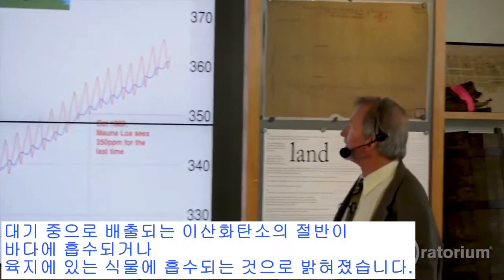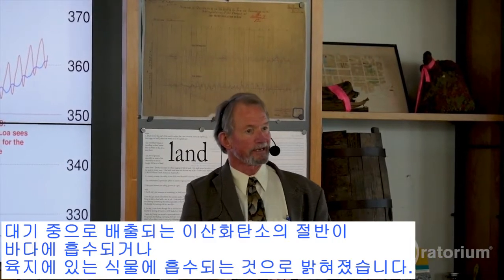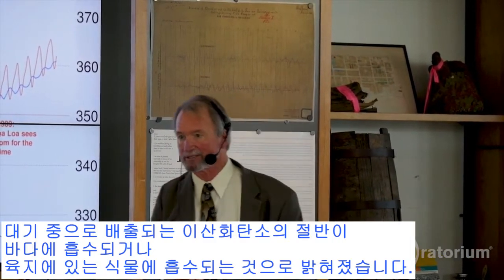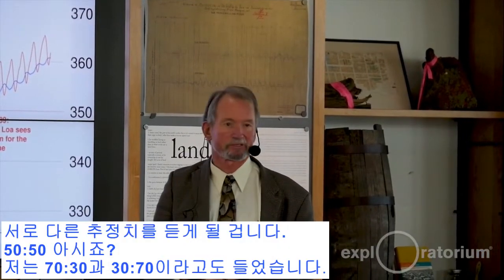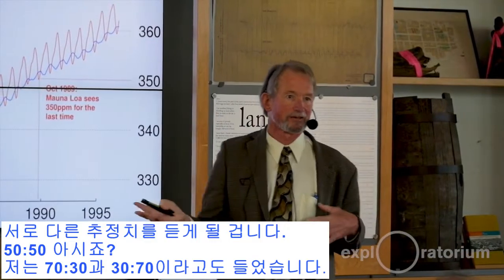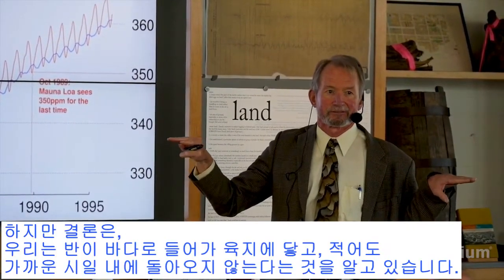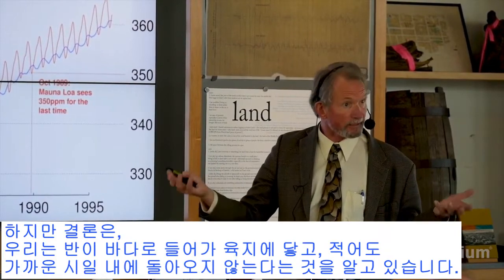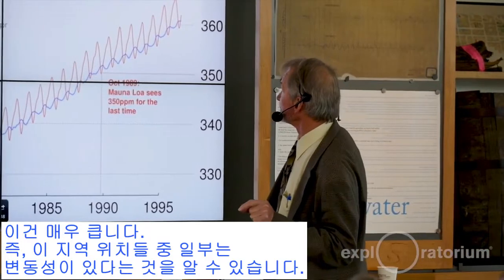It turns out that half of the CO2 emitted into the atmosphere is either taken up by the ocean or taken up by plants on the land. We don't know the exact split. You hear different estimates, 50-50, I've heard 70-30 and 30-70. But the bottom line is we do know that half goes into the ocean and land and doesn't come back again, at least not in the near term. That's big.